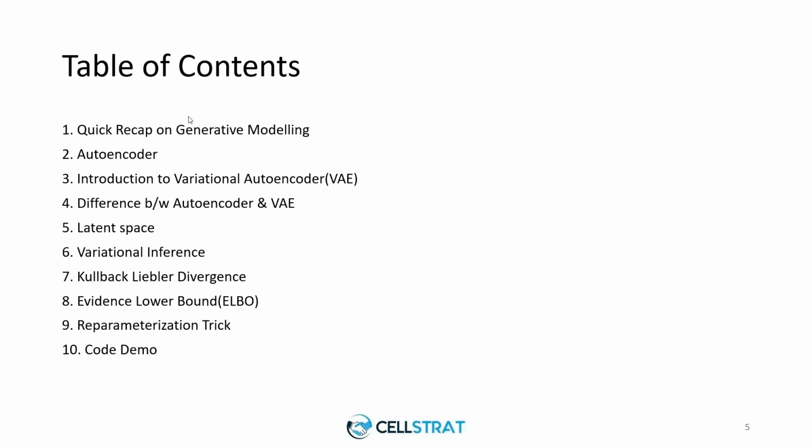This is the content for today. First, we'll do a quick recap on generative modeling from module 1. Then we'll go through autoencoders, followed by an introduction to variational autoencoders. We'll see the difference between a plain vanilla autoencoder and a variational autoencoder. Then we'll talk about the latent space, followed by variational inference, KL divergence, and some of the properties of variational inference, like ELBO, evidence lower bound, and the reparameterization trick. And we'll follow it up with a code demo.